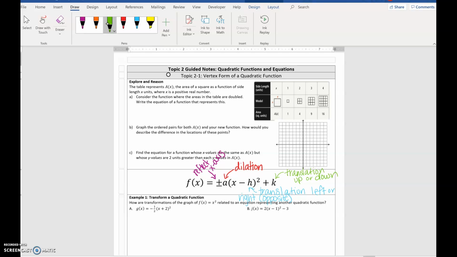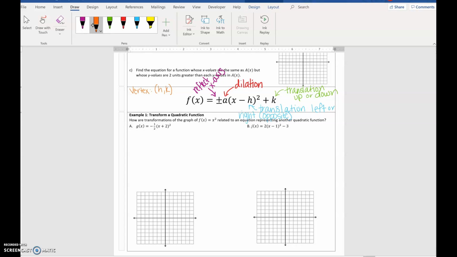Okay. And then the new thing that we're going to talk about a little bit more in depth this time is our vertex. We briefly hit on it last chapter, but this time we're going to really focus on it and use it quite a bit. So our vertex is actually our H value and then K. That's why this is called vertex form, because we can find our vertex right there.